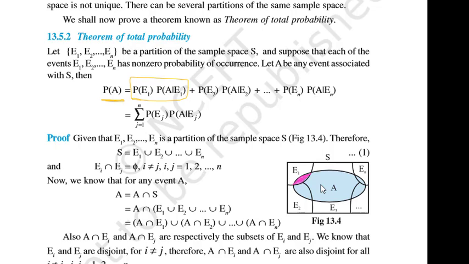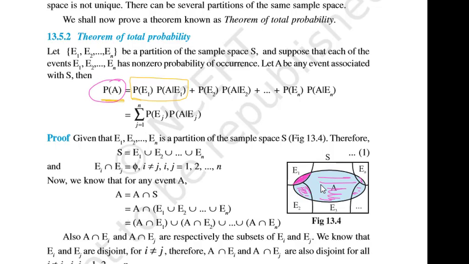Like that I can find the probability of this part, then this part in between, and this part. So probability of E1 into probability of A by E1, plus probability of E2 into probability of A by E2, plus dot dot dot. In the same way, the last is probability of En into probability of A by En. And thus, I will find probability of A.